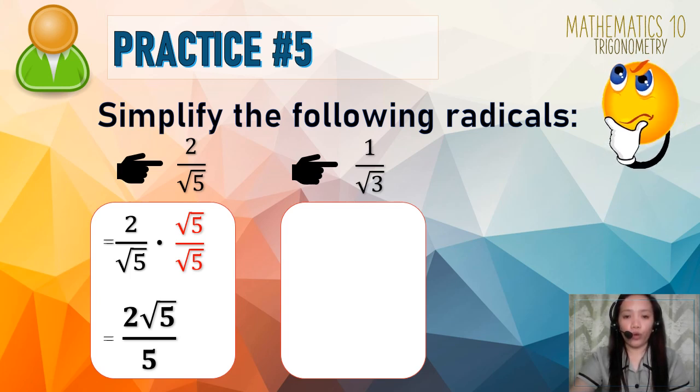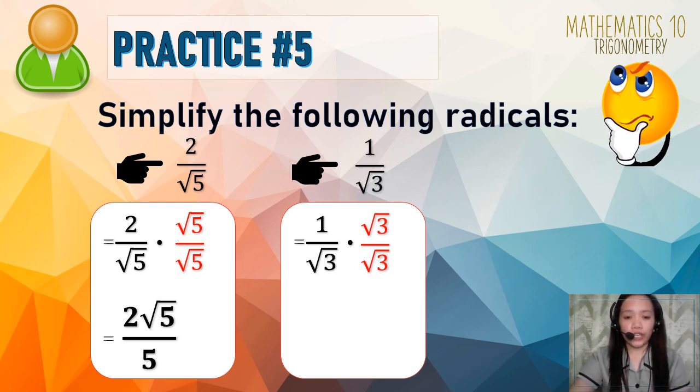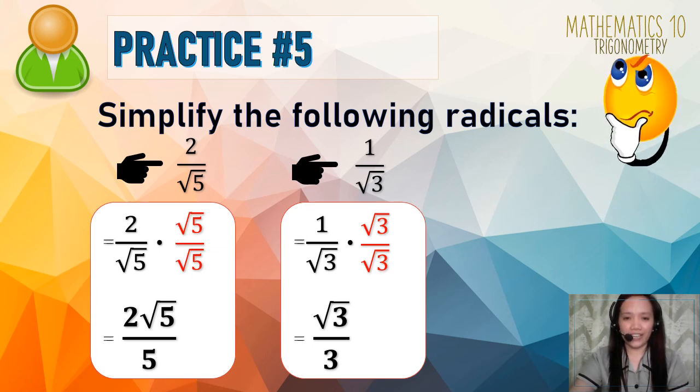Next, let's proceed with 1 over the square root of 3. We have to multiply the square root of 3 to both the numerator and denominator of the given expression. Then, 1 times the square root of 3, of course, is the square root of 3. And 3 times 3 is 9. So, the square root of 3 over the square root of 9, and we all know that the square root of 9 is 3. Therefore, our final answer is the square root of 3 over 3.